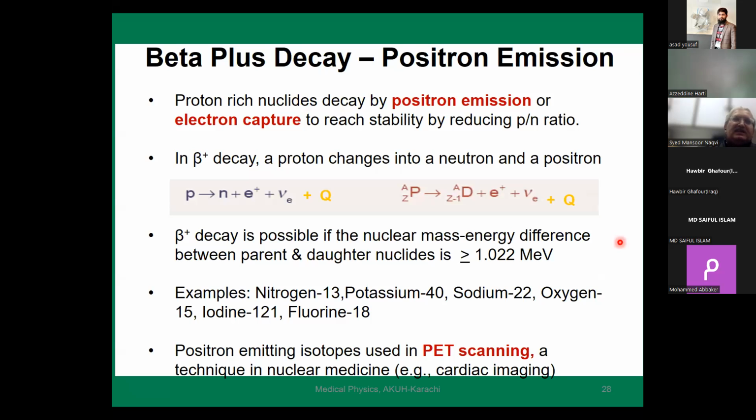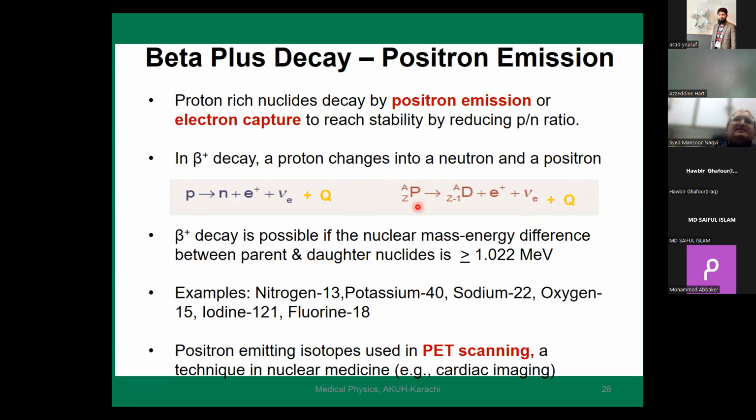Then beta positive decay. Here, a proton decays into a neutron and a positron. Again, as the angular momentum of the positron and nucleus does not match, the positron is thrown out and the neutron stays within the nucleus, resulting in an increase in the neutron number but a decrease in the proton number, which is shown over here.